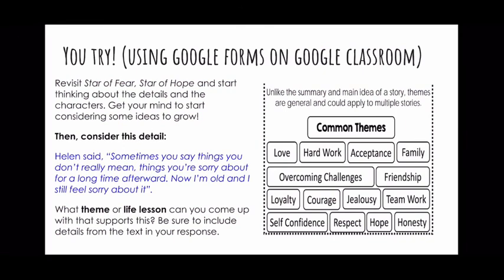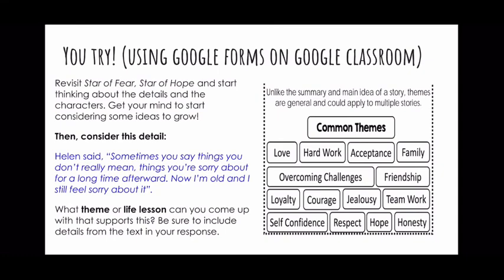So today, on our Google Classroom, there's a Google form, and you're going to submit your work there. And what you're going to do is revisit Star of Fear, Star of Hope, and start thinking about the details and the characters. So as you get that in your mind, start considering some ideas to grow. Then you're going to look at this detail here. Helen said, "Sometimes you say things you don't really mean, things you're sorry about for a long time afterward. Now I'm old and I still feel sorry about it."